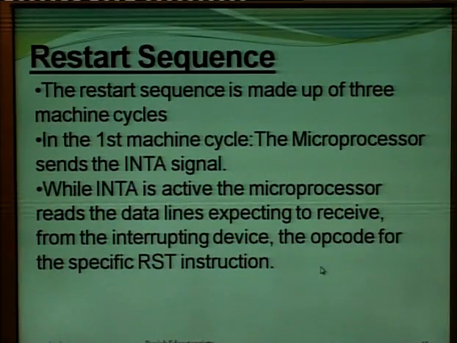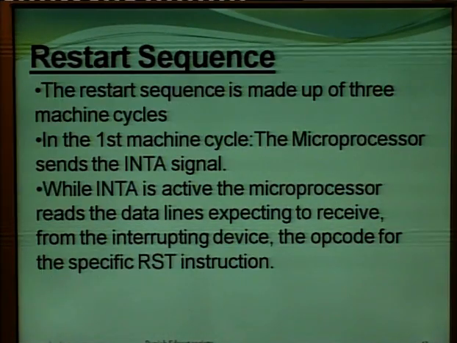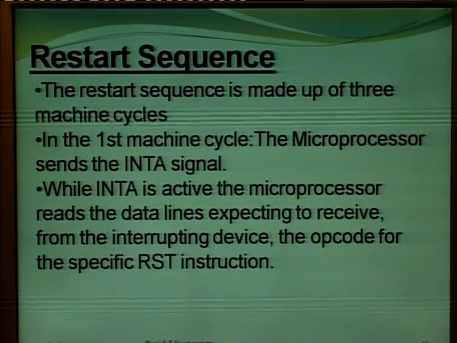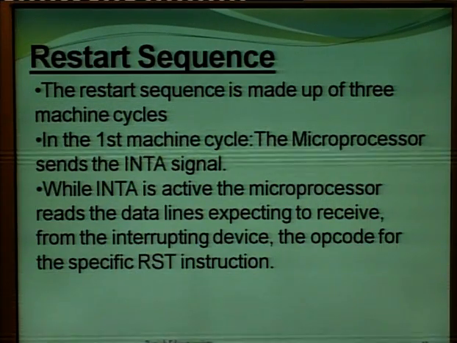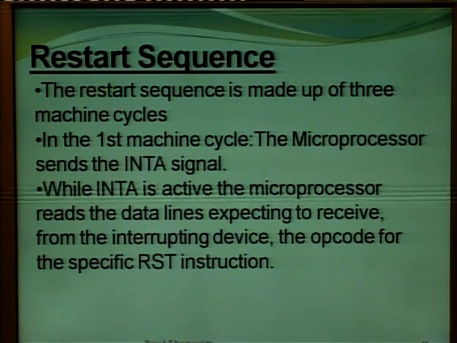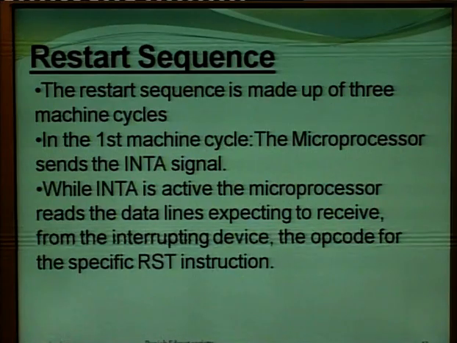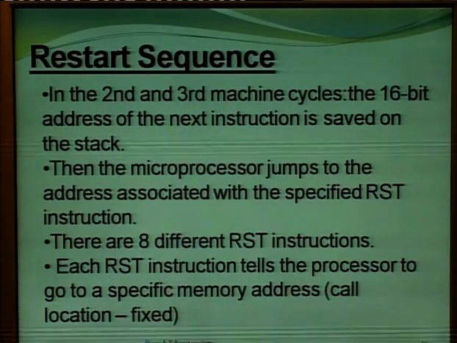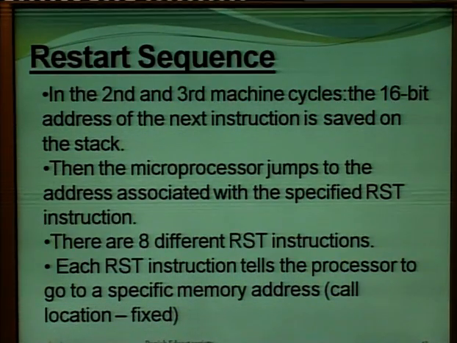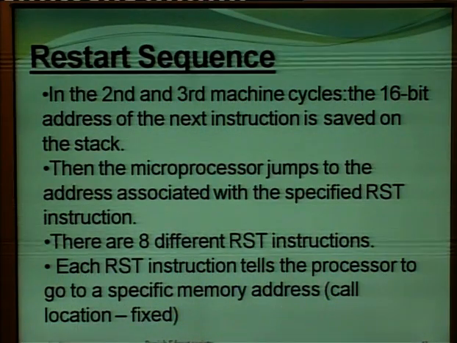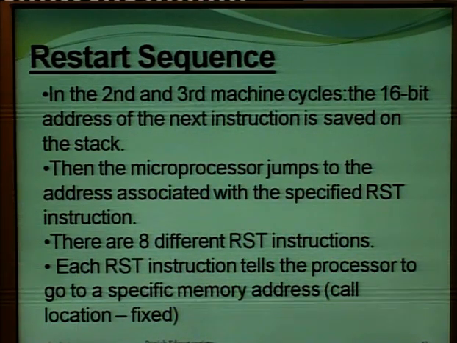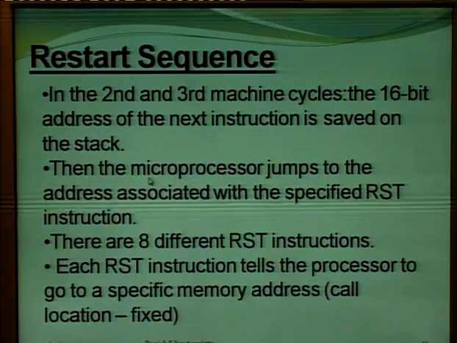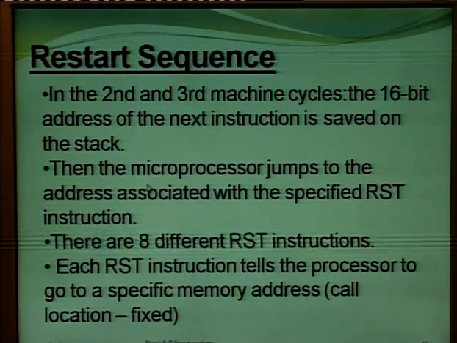The restart sequence is made up of 3 machine cycles. In the first machine cycle, the microprocessor sends the INTA signal. While the INTA signal is active, the microprocessor reads the data lines because it expects to receive the RST code from the interrupting device. In the second and third machine cycles, the 16-bit address of the next instruction is saved on the stack. So, there are 3 machine cycles in case of the INTR restart sequence. First it gets an INTA signal, then in the second and third machine cycles it saves the current contents of the program counter into the stack.